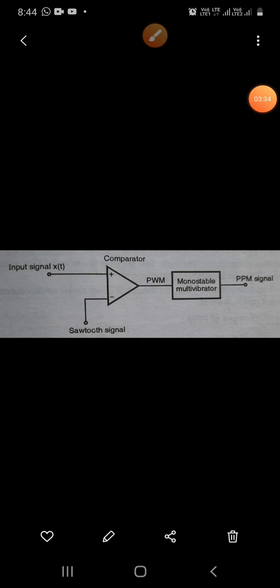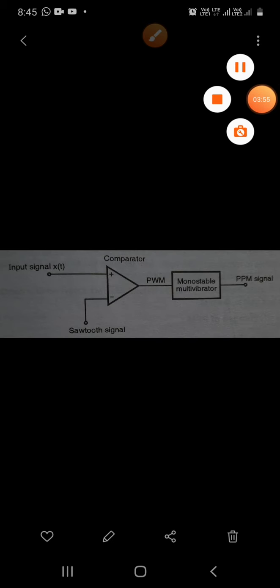Now I want to describe the generation of the PPM signal. See the figure. The PPM signal can be generated from the PWM signal, and the block diagram required for this is shown in the figure. This is the PPM generation technique, so I have drawn the block diagram for that.